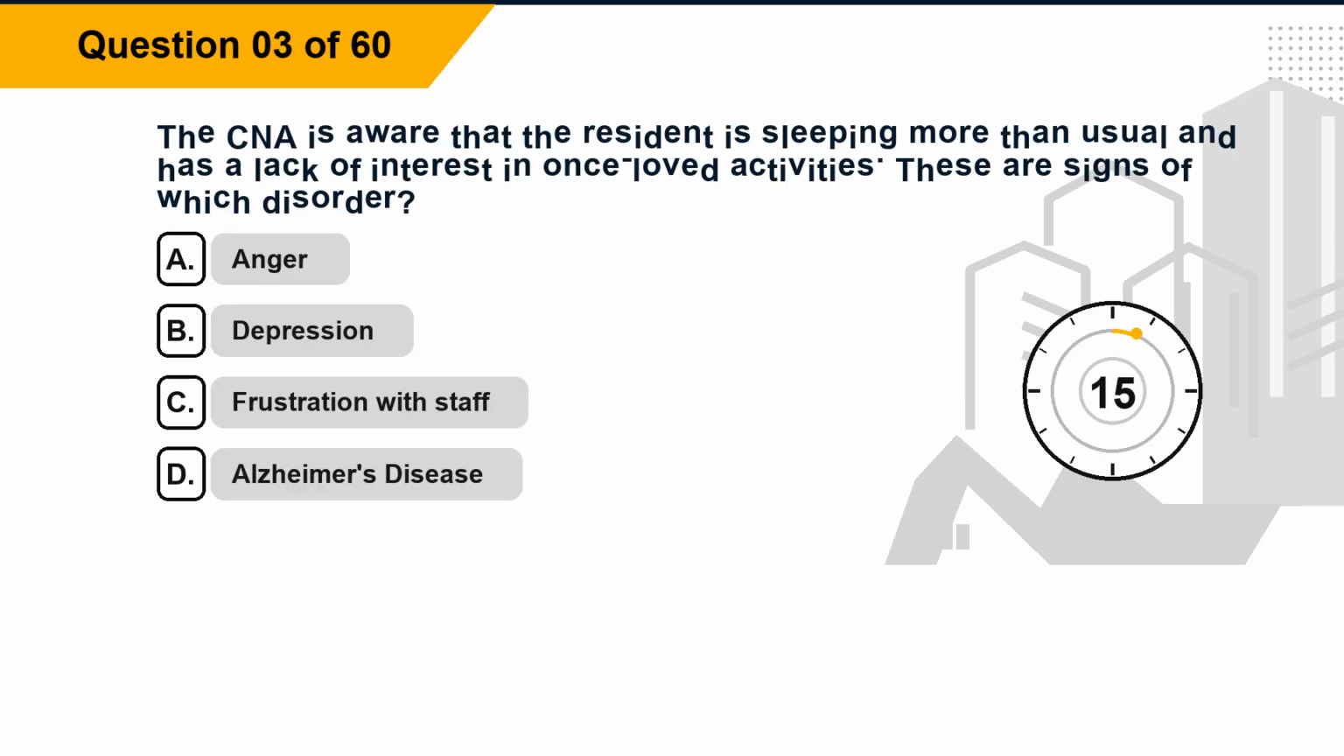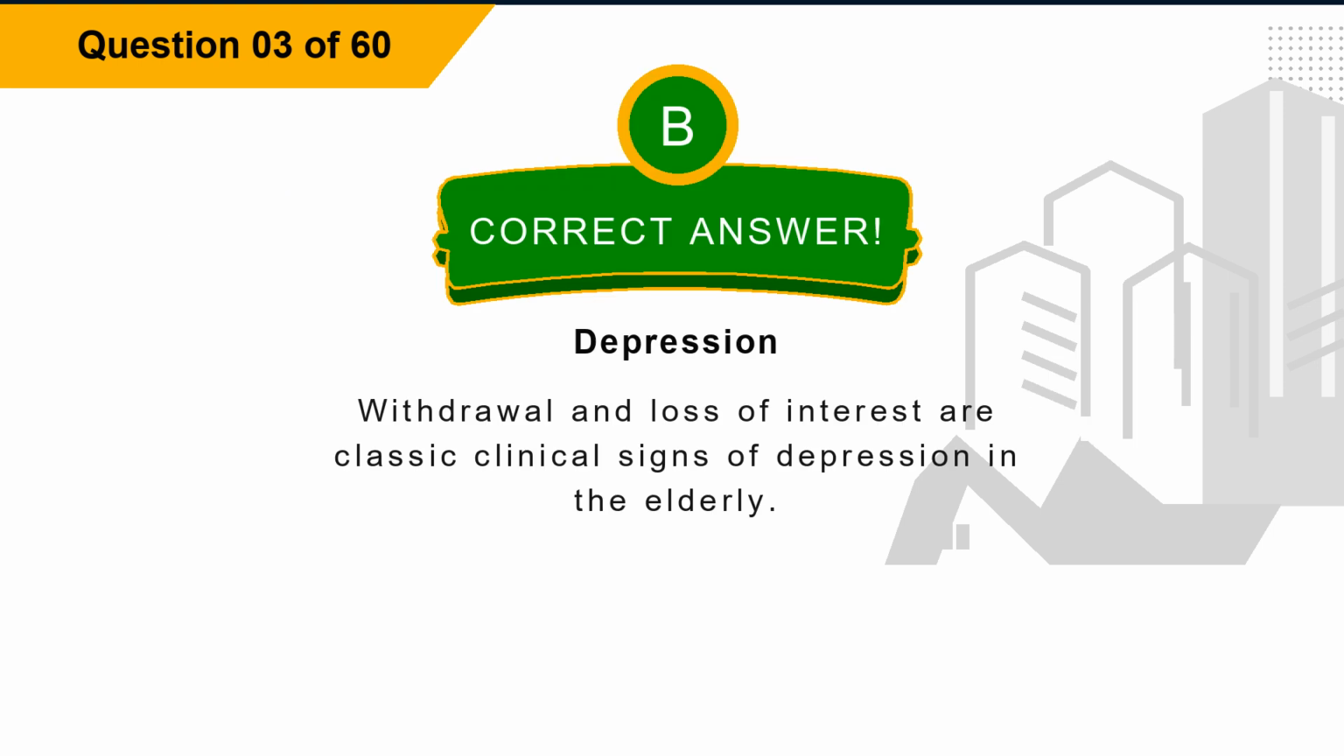Question 3. The CNA is aware that the resident is sleeping more than usual and has a lack of interest in once-loved activities. These are signs of which disorder? Option A. Anger. Option B. Depression. Option C. Frustration with staff. Option D. Alzheimer's disease. The correct answer is option B. Depression. Explanation. Withdrawal and loss of interest are classic clinical signs of depression in the elderly.